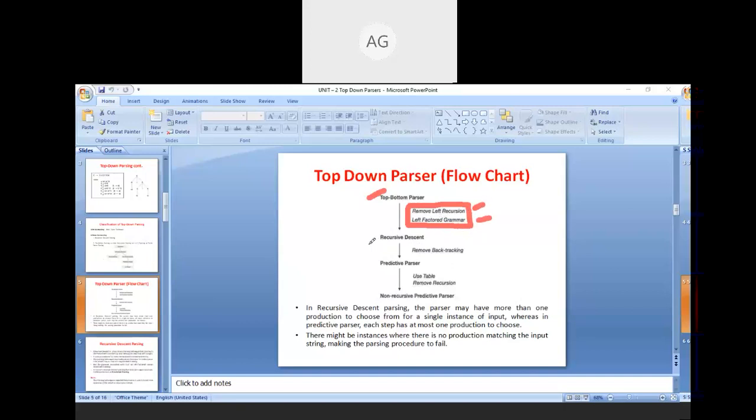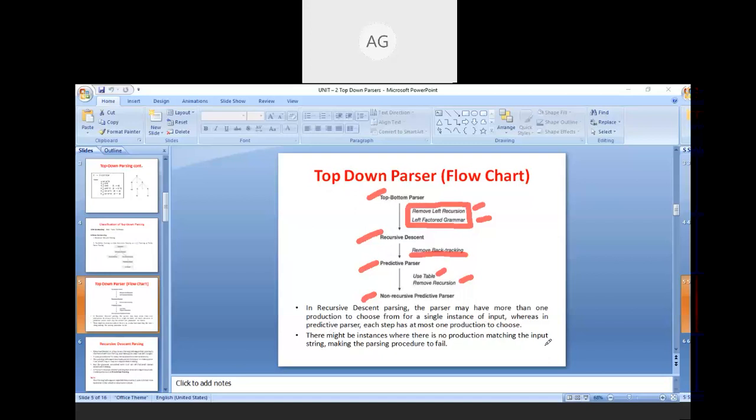After that, it is in the form of recursive descent parsing, and once we remove the backtracking, then it is converted into predictive parsing. The predictive parsing uses tables, removes recursion, and after that we can get the non-recursive predictive parsing. So basically in recursive descent parsing, the parser may have more than one production to choose from for a single instance of input, whereas in predictive parsing, each step has at most one production to choose.